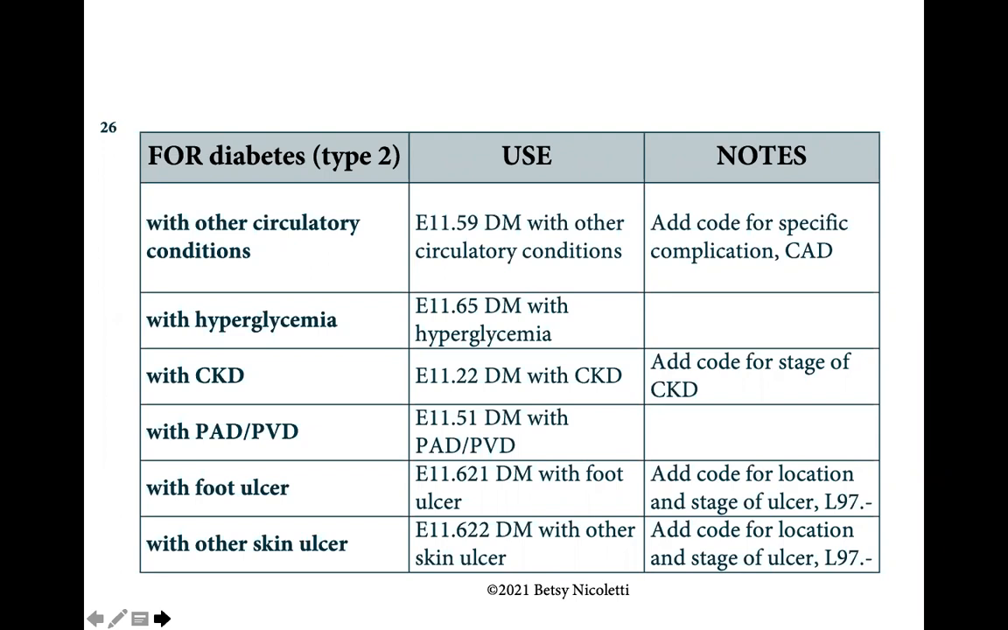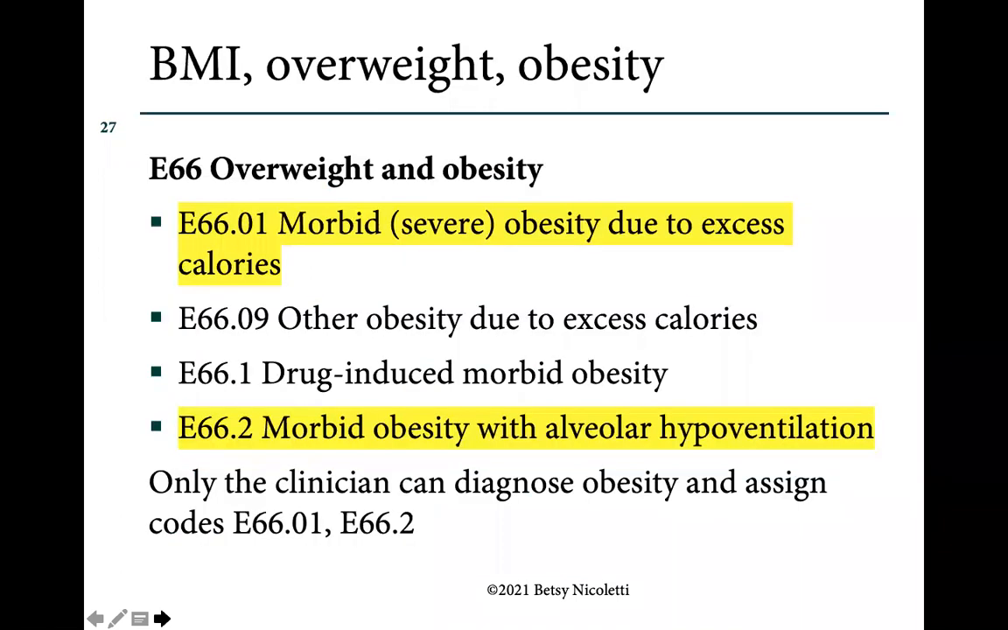But if you have a patient with a foot ulcer or other skin ulcer, you do want to use the more specific code and add the additional code. All right, BMI, overweight, and obesity. The only 2 codes in this group that risk adjust are the 2 that are highlighted.